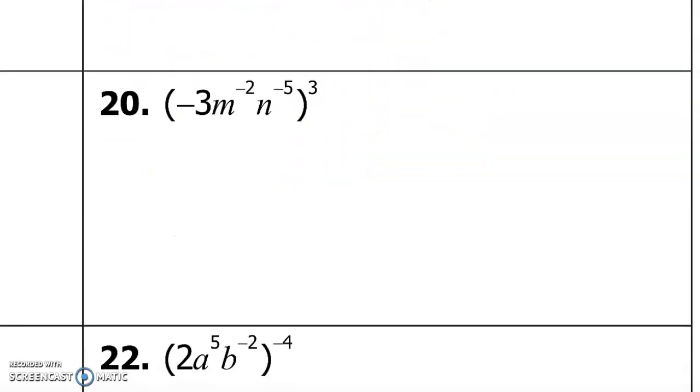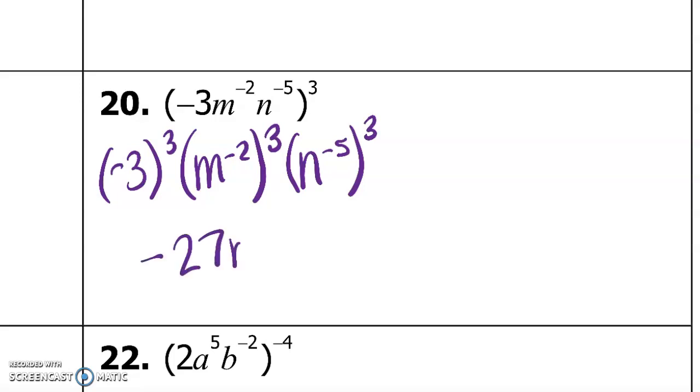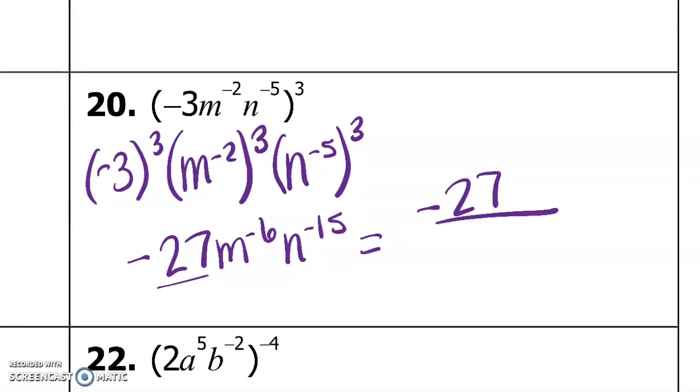Number 20, same thing. Negative 3 to the 3rd, m to the negative 2 to the third, n to the negative 5th to the third. So negative 3 to the third is negative 27, m to the negative 6, n to the negative 15. Here you have to be very careful. The negative 27 stays on top. It's a negative number, not a negative exponent. So negative 27 over m to the 6th, n to the 15th.